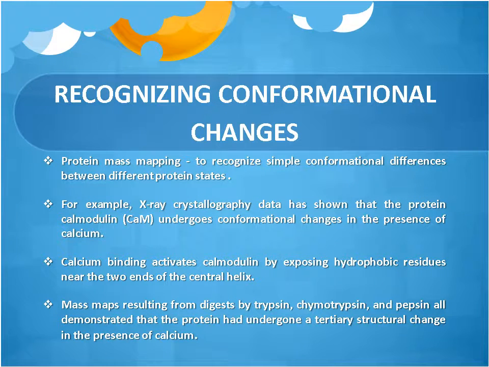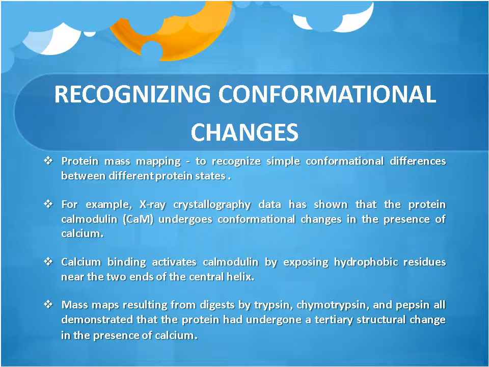Coming to the process of recognizing conformational changes. In order to recognize simple conformational differences that are present between different protein states, protein mass mapping can be used. For example, X-ray crystallography data has shown that the protein calmodulin undergoes conformational changes in the presence of calcium. It has been proposed that calcium binding activates calmodulin by exposing hydrophobic residues which are present near the two ends of the central helix.